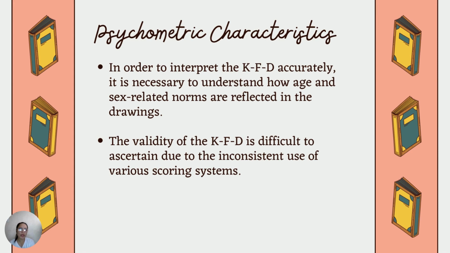For the psychometric characteristics, existing KFD scales can be scored with a high degree of inter-rater reliability. Test-retest reliabilities are also quite good. Now, in order to interpret the KFD accurately, it is necessary to understand how age and sex-related norms are reflected in the drawings. Otherwise, the clinician might interpret such variables as indicating psychopathology. The validity of the KFD is difficult to ascertain due to the inconsistent use of various scoring systems.